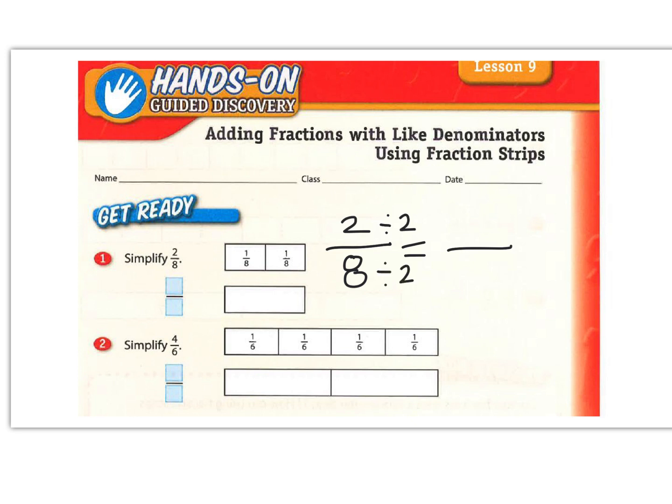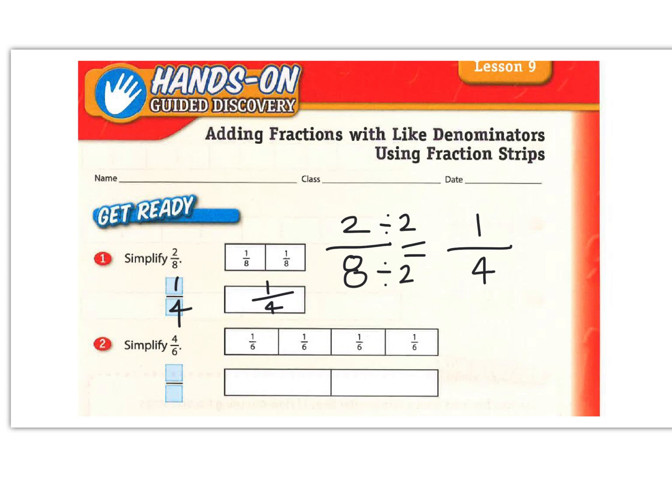So whatever you do on the top or the bottom, you have to do to the other. So if I divide by 2 on the top, I divide by 2 on the bottom. 2 divided by 2 is 1. 8 divided by 2 is 4. So 2/8 is the same as 1/4.